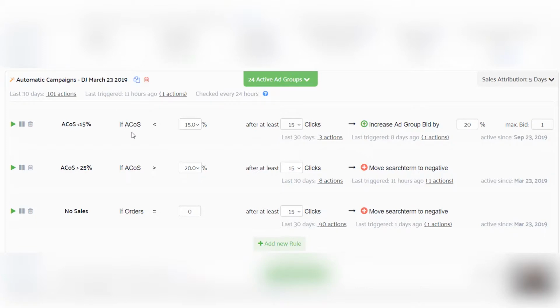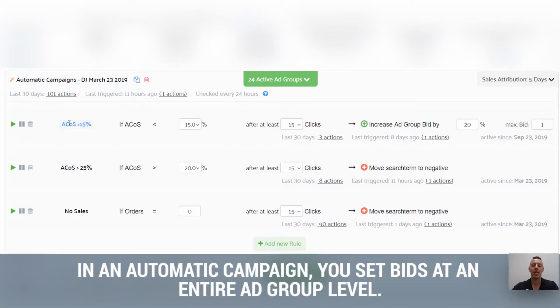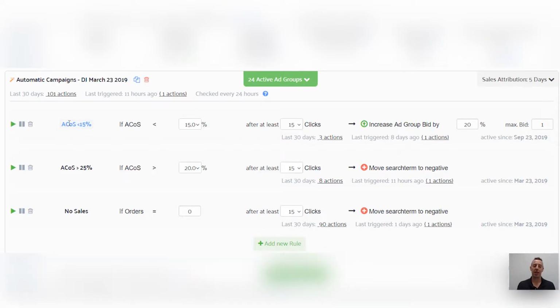So the condition in this rule set is that if our ACOS is below 15% for this automatic campaign, after 15 clicks, that's our threshold, then the action that Sellics will take is to increase our ad group bid by 20%. Now, you'll remember that in an automatic campaign, you do not set bids at a keyword level. You set it at the entire ad group level. That's because Amazon is picking out keywords at random and you don't really know what keywords you're bidding on in an automatic campaign. So that's why this rule in Sellics is increasing the bid for the entire group by 20%.